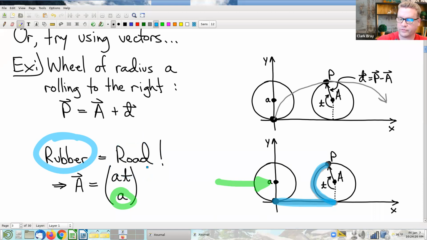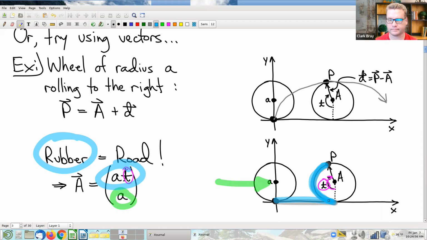And the amount of rubber is actually fairly easy to understand, because I'm going to parameterize by calling this angle here T. How much rubber are we talking about there in blue? Well, it's just the radius times the parameter T. So the x coordinate is the same as the rubber, which is aT. Everybody with me?